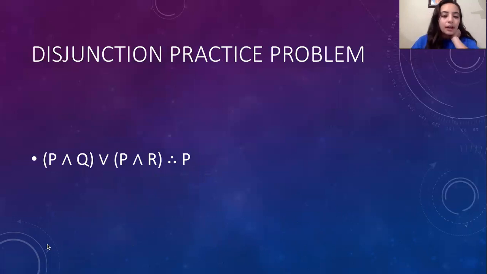Okay, so let's take a look at our second problem. So we've got basically another disjunction, right? This is still disjunction practice, and we've got two halves of the disjunction, and we're trying to prove just P by itself.